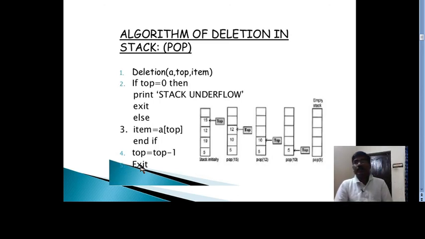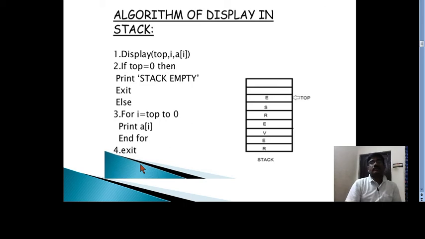If you want to display the elements available in the stack, we can write an algorithm for the display. If top is equal to 0, then there are no elements, so we write that the stack is empty. Otherwise, from the top to the 0th position, each time we print each element. We can pop and print, or we can simply print A of i. These are the algorithms associated with the stack.